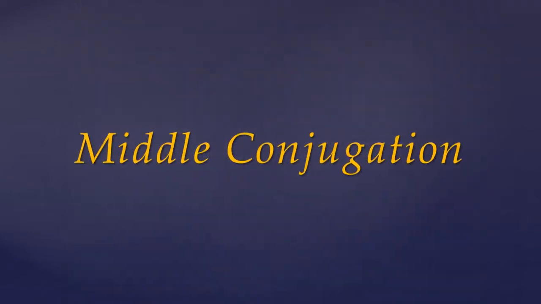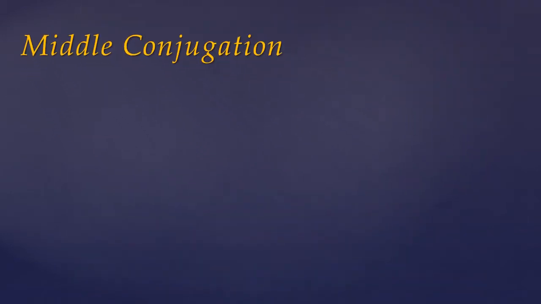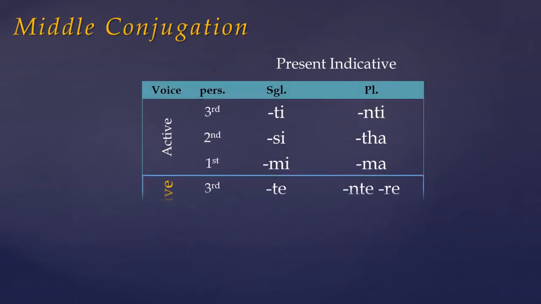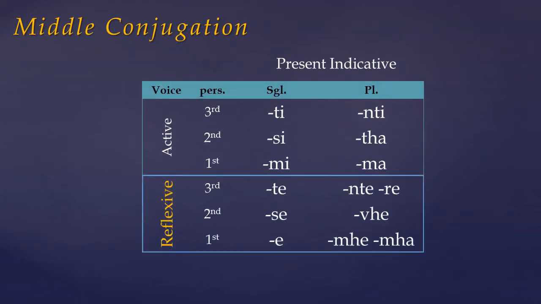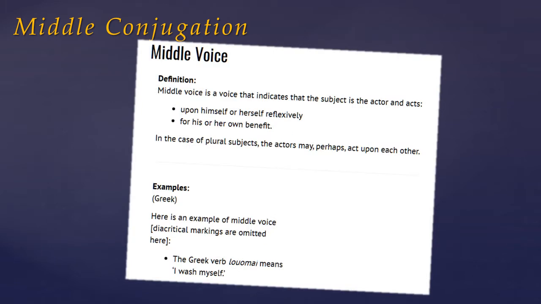So, we begin with the reflexive, or what Warder calls the middle conjugation. These are a set of alternate endings to the active voice verb inflections that we've seen so far. They are so called because they are etymologically related to the middle voice of ancient Greek.